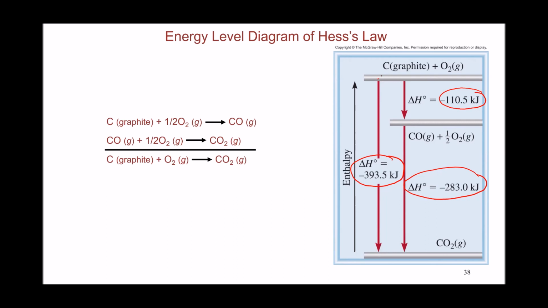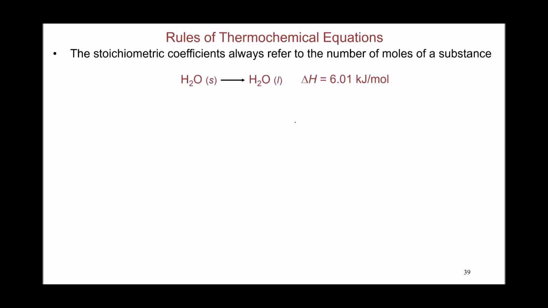So the reaction from graphite plus oxygen to carbon dioxide is going to be the sum of the two reactions, graphite to carbon monoxide followed by carbon monoxide to carbon dioxide. That will make the change in enthalpy for this reaction equal the sum of the change in enthalpy for reaction 1 plus the change in enthalpy for reaction 2. Whenever we're doing this type of calculation, we have to follow a couple of rules. First, we have to take into account the stoichiometric coefficients in the reaction, because they refer to the number of moles of the substance.